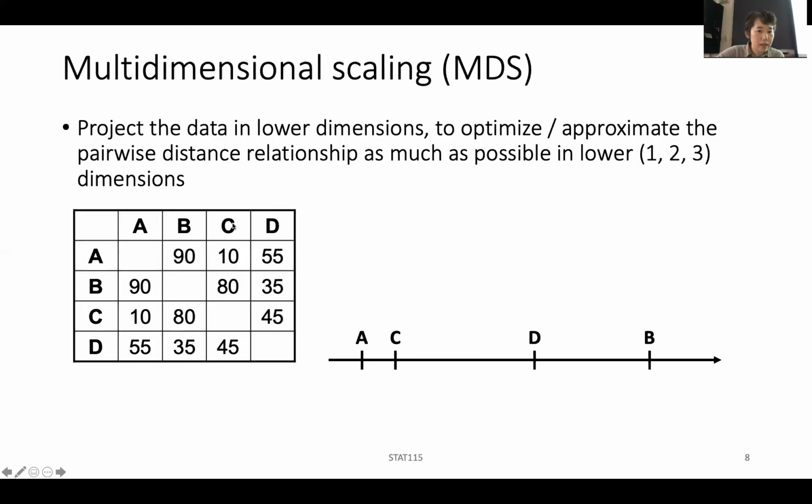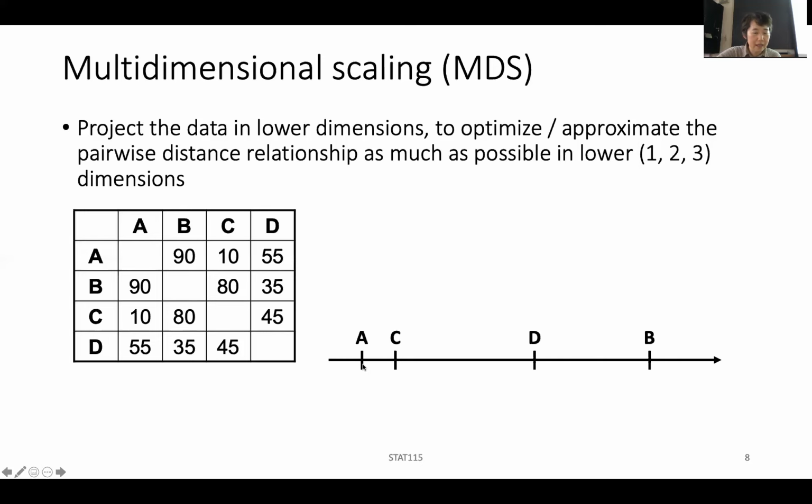Whereas in this case, A and C are very similar, their distance is 10. B and C, their distance is 80. So basically you calculate the pairwise distance between every pair of samples. And in this case, if we only allow the algorithm to draw in one dimension, it will try to approximate the pairwise distance, to recapture the pairwise distance as much as possible.